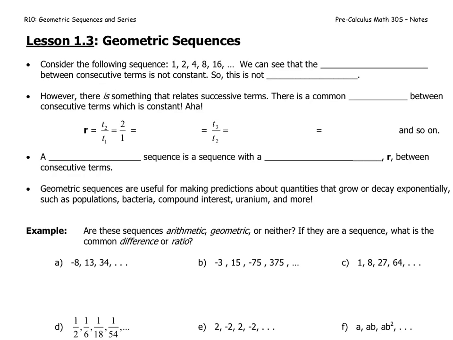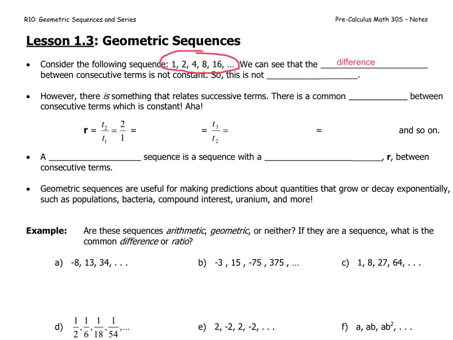Okay, so welcome to lesson 1.3. And we'll start off by considering this sequence right here that I'm circling. 1, 2, 4, 8, and 16. Now there is a pattern to this sequence, but it's different than the arithmetic ones we've seen before. We can see that the difference between terms is not constant.